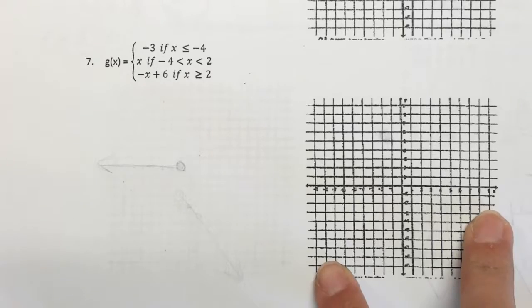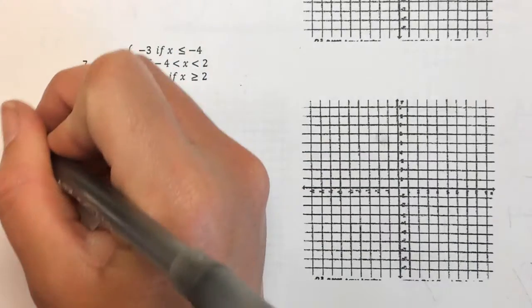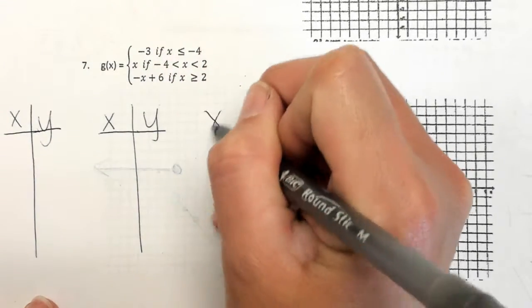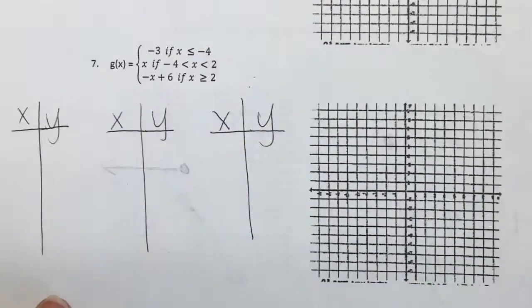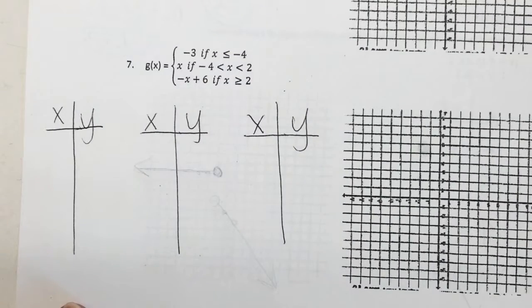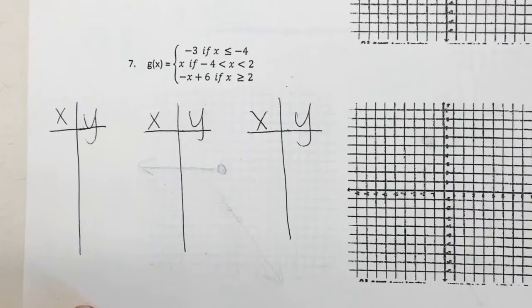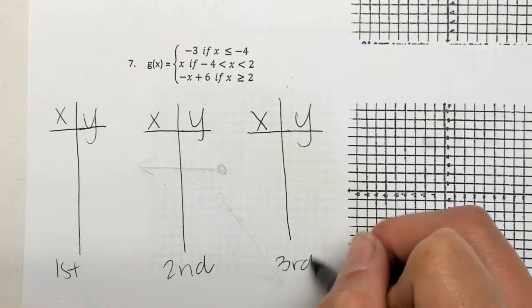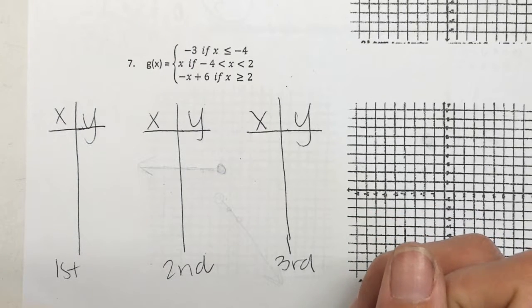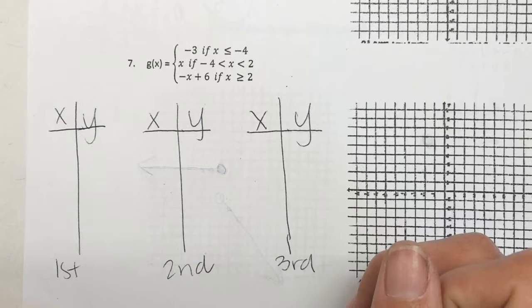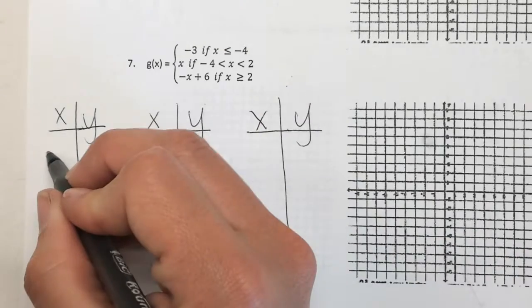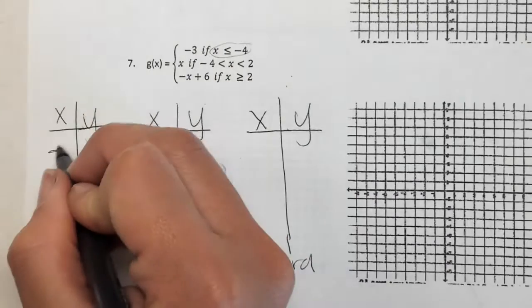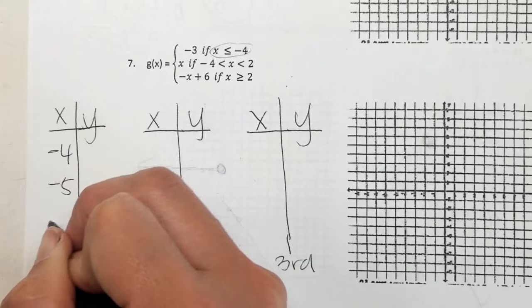So for 7, how many tables do you think we'll need? 3. For 3 different pieces. Again, you'll just need 3 values for each one. Alright, this is for my first piece, this is for my second, this is for my third. For my first piece, tell me my 3 x values I can use. So we always start with which number? And then we'll need, and good.